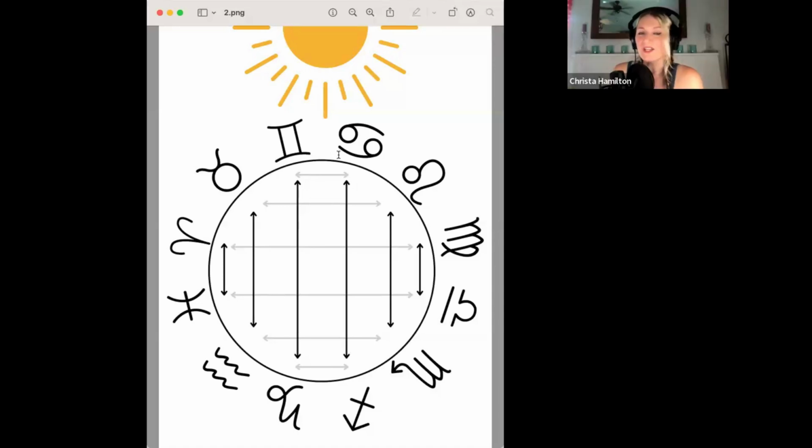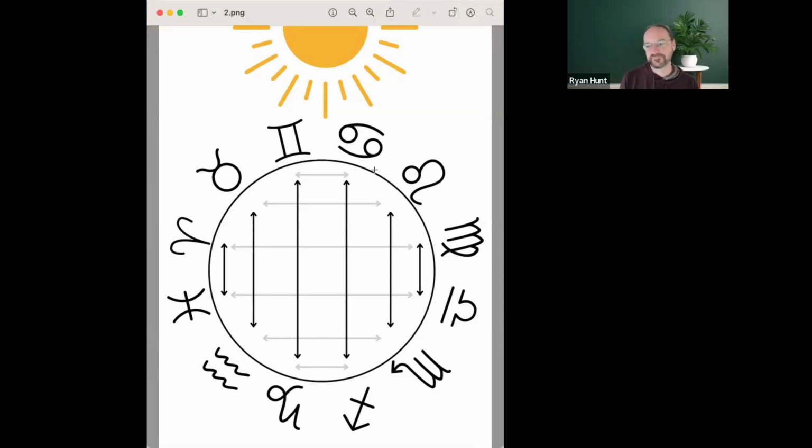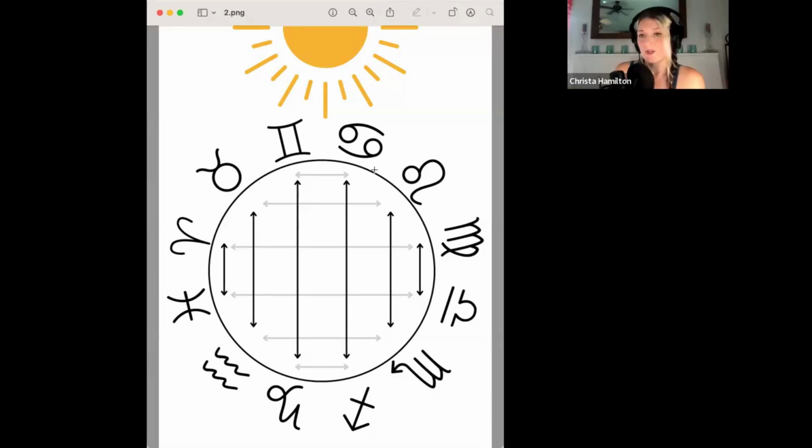Which goes into, okay, how would you use Antiscia? Like, okay, 4 degrees Gemini shares Antiscia with 26 degrees Cancer. So what, right? I have my uses, but I'm curious, when you see Antiscia in a chart, how does it get your attention and why does it get your attention?